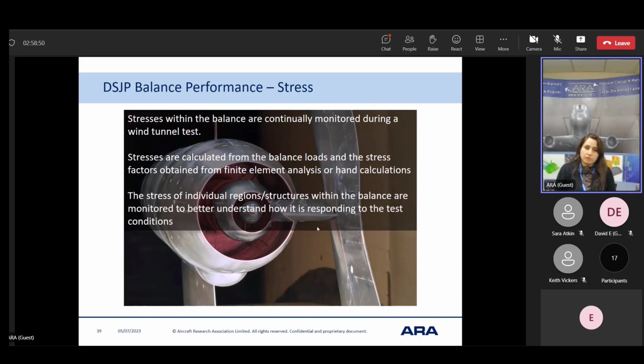The other thing we monitor continuously is stress. So we calculate a stress factor in the balance. We multiply the loads by the stress factor, and this gives us a simplified version of stress in a particular region of the balance. The advantage of it being so simple is that we can do this continuously throughout the test while we're taking data, and compare the measured stress with the maximum allowable stress and make sure that it never exceeds it. We can do that for various regions and structures within the balance.